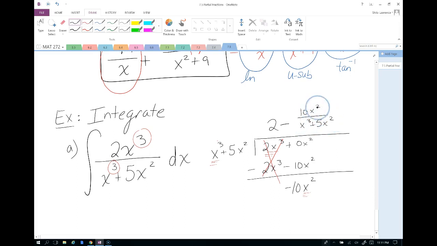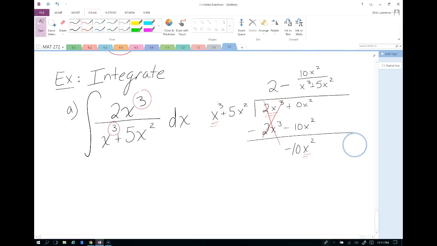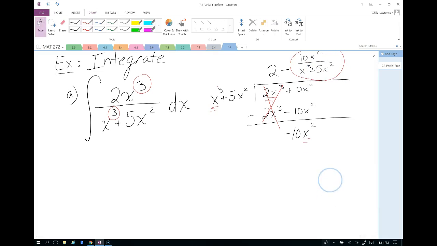Now we have a rational expression to work with. We now have an x squared in the numerator and an x cubed in the denominator, so it is now proper. The 2 is still a very important part of the integration problem. We still have to consider the antiderivative of 2 when we go back and finally do our integration. But for the partial fraction decomposition, all we need to worry about is that piece. So I'm just going to pull that piece aside, and we're going to talk about how to do the partial fraction decomposition for 10x squared divided by x cubed plus 5x squared.